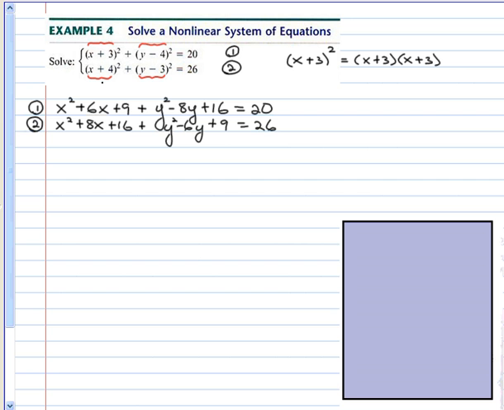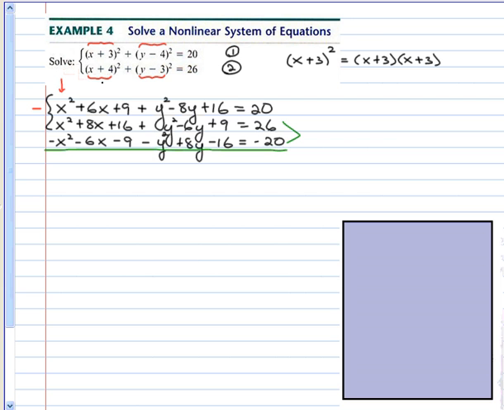Now we can take this system and we can eliminate. So I want to eliminate my x squareds, I decided. Any squared term is what you would want to eliminate first. So I'm just going to multiply this first one by a negative, write it right underneath here. So it'd be negative x squared minus 6x minus 9 minus y squared, every sign changes, plus 8y minus 16 equals negative 20. I didn't have to change that second one. So now I can just add these last 2 together, and it will eliminate my x's.